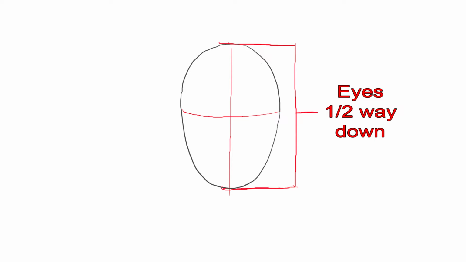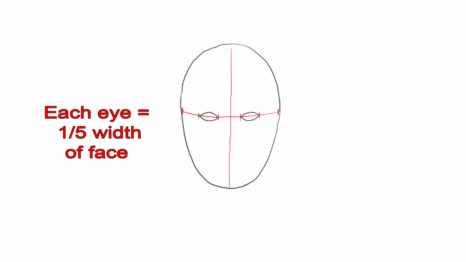The eyes sit more or less exactly at the halfway point between the top of the skull and the chin. You can lightly draw a line through the center of the head to reinforce placement and symmetry, and you can do the same with the left and right halves of the face. The width of each eye should be about 1/5 the width of the face. This means that there should be room for an extra set of eyes on either side of the face, as well as one in between.